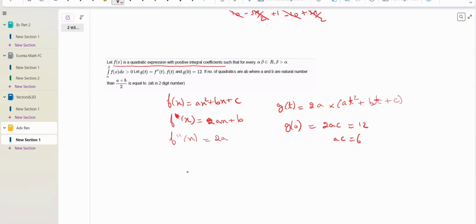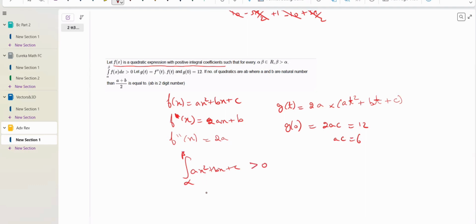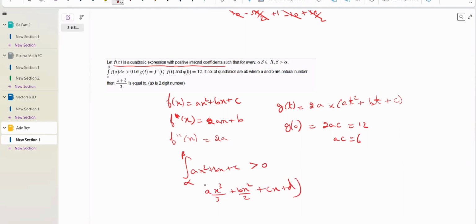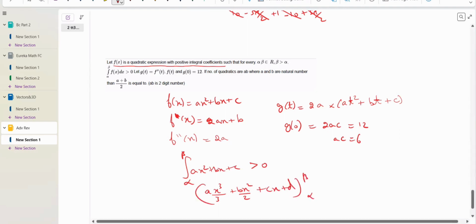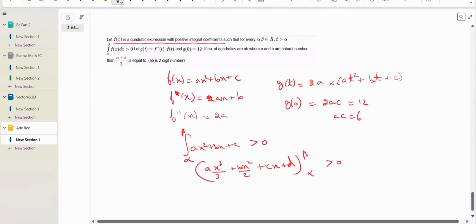They have given that the integration of f of x between the limits of alpha to beta, where beta is greater than alpha, is always greater than 0. Integration between the limits is going to give me area. See why they have given that.